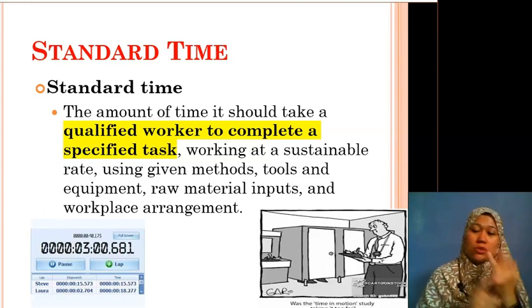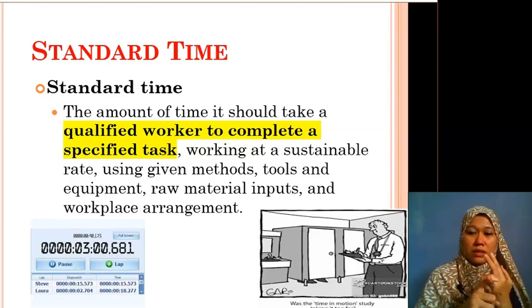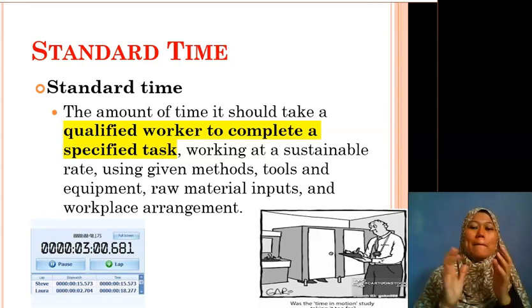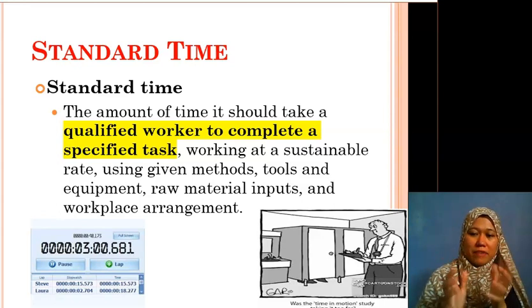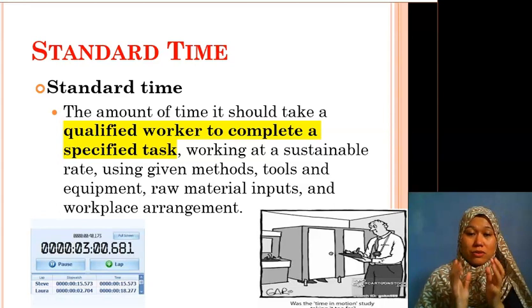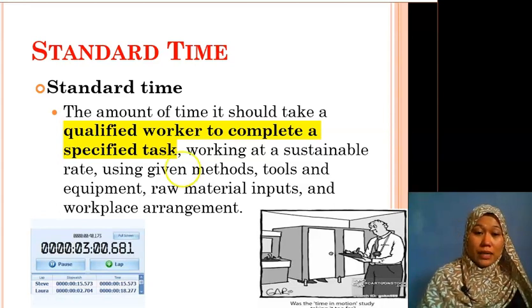If the tools are not enough, or if there's a problem in the ventilation or in the lighting, it's not considered as standard time. Standard time is like having a perfect surrounding, perfect tools, and a perfect method, or technique, of doing it.